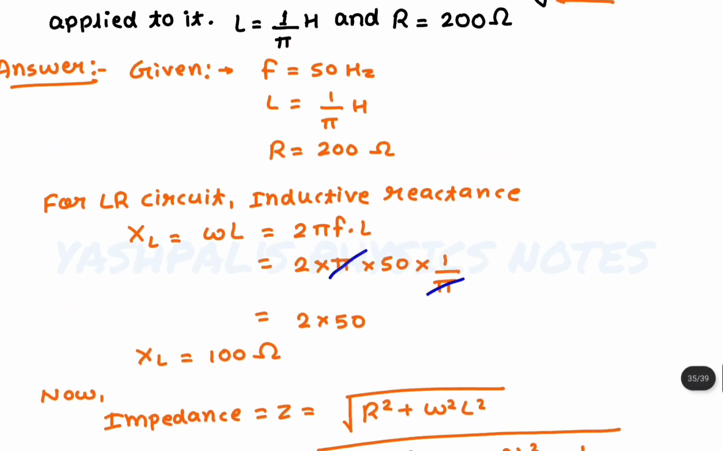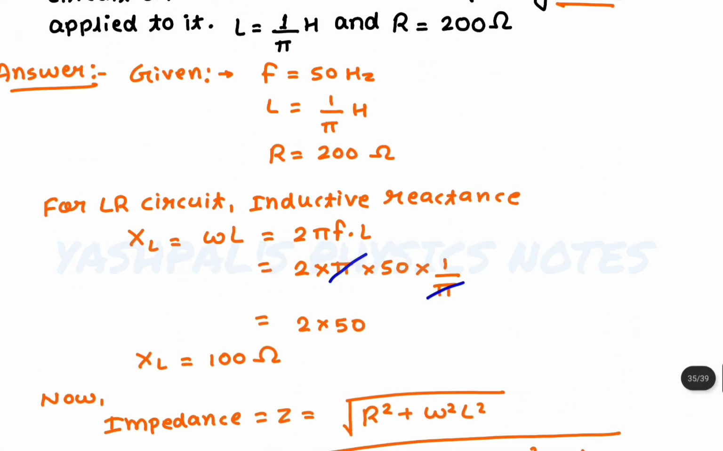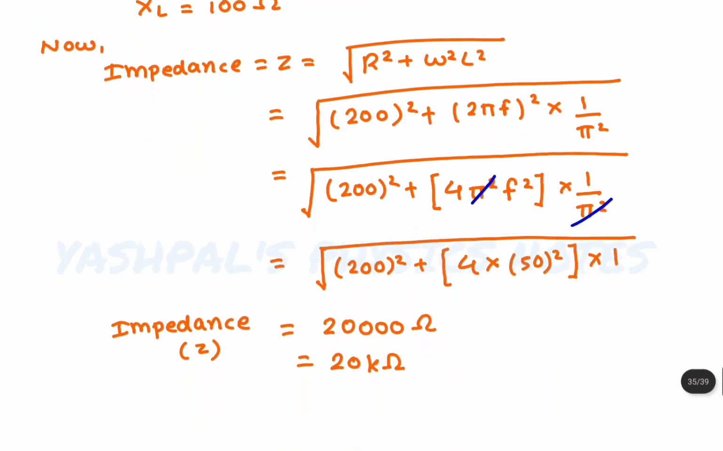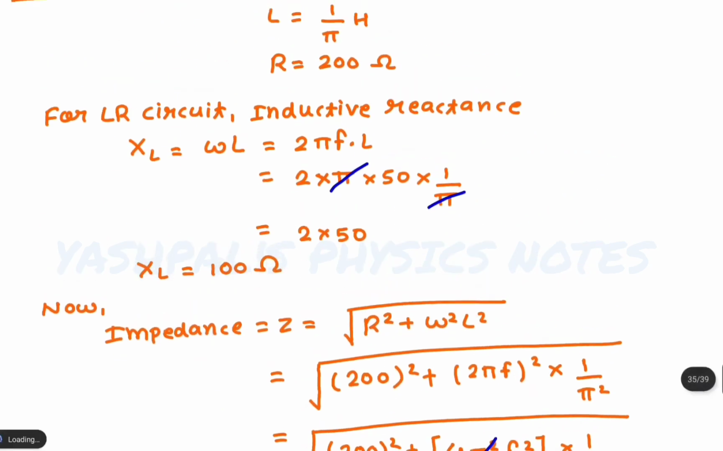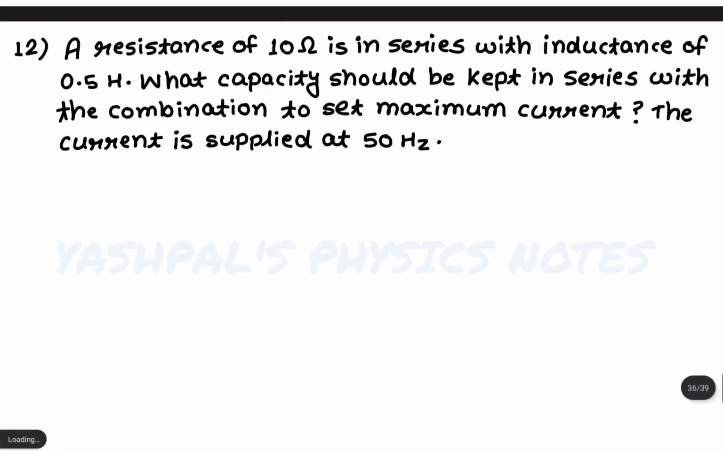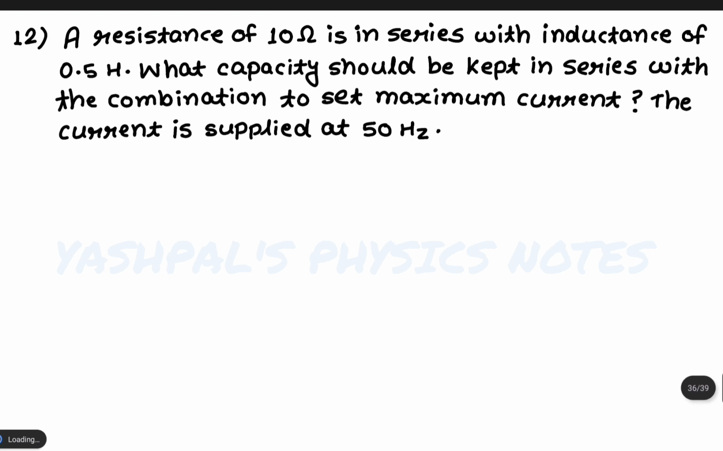Here we have found both the reactance, whose unit is ohm, and also the impedance, whose unit is ohm. You can write in either ohm or kilo ohm. So this was our question number 11. Next, moving further, question number 12.